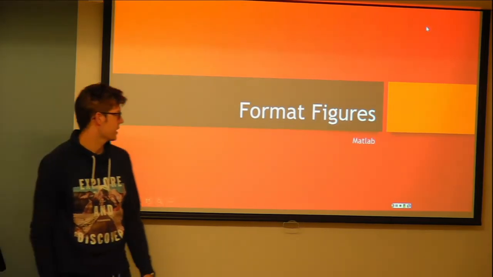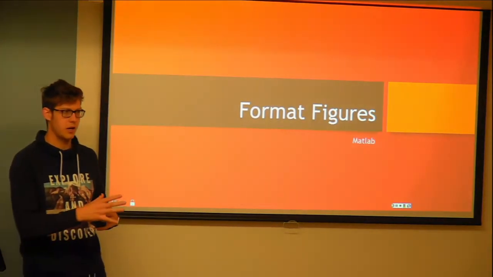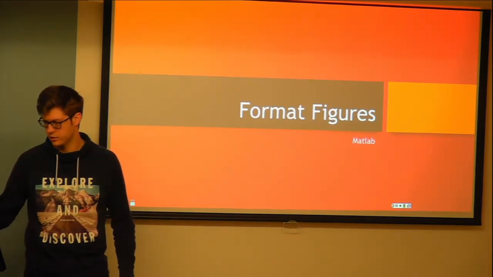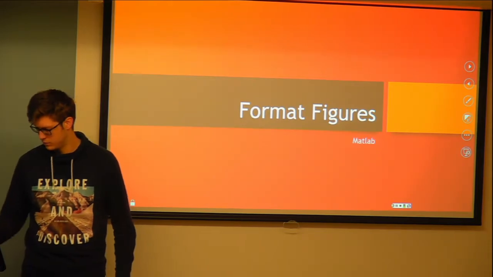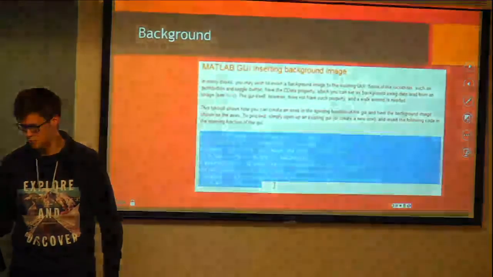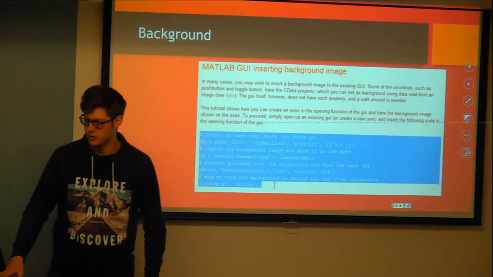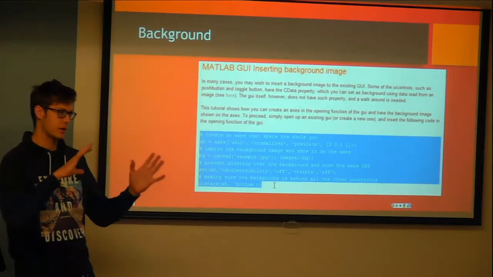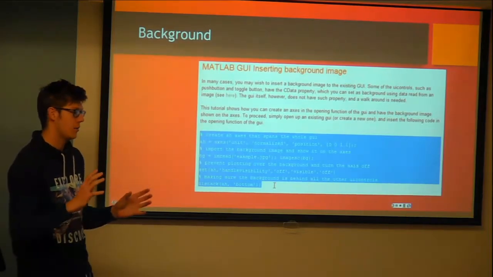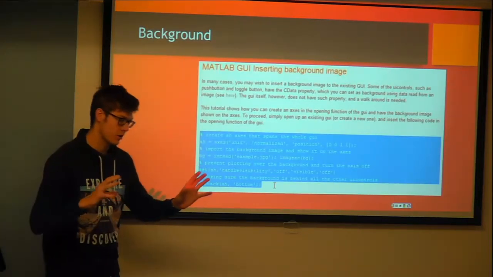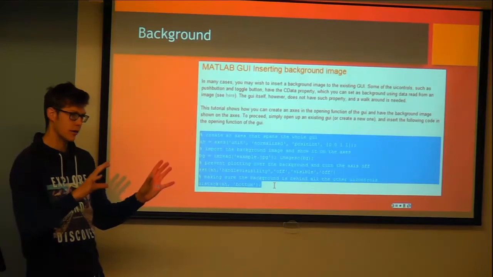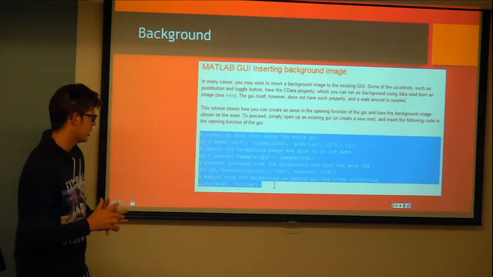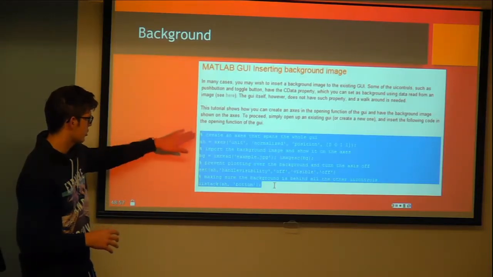Okay, so I had formatting figures, so things like font, size of lines, things like that in the graphs. Another thing you can do is change the background. If you have a graph and you want to lay a picture behind it, if you have your graph pulled up and then you bring a picture into the window as well, you can use this code right here.